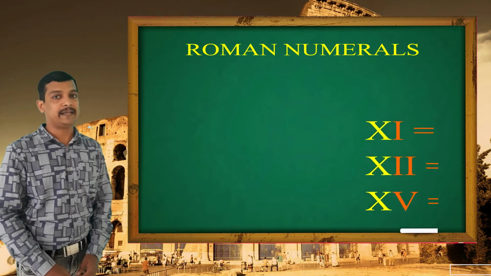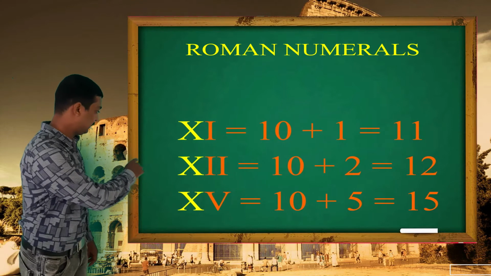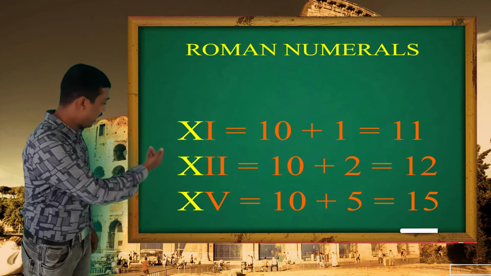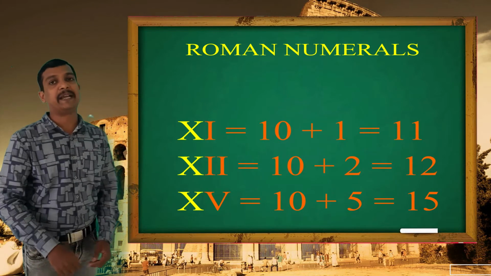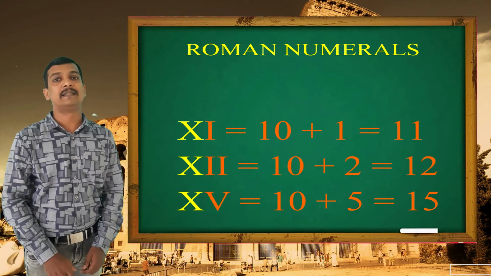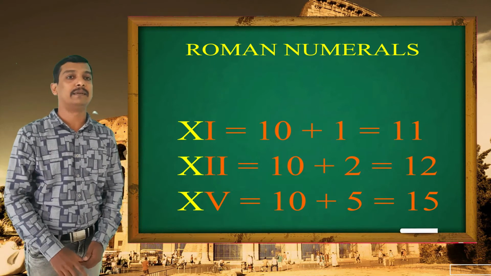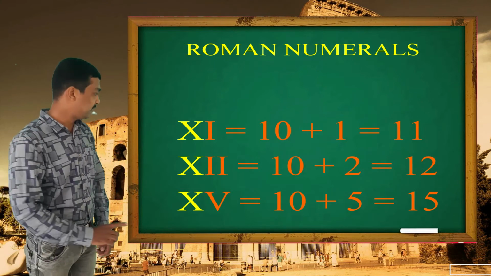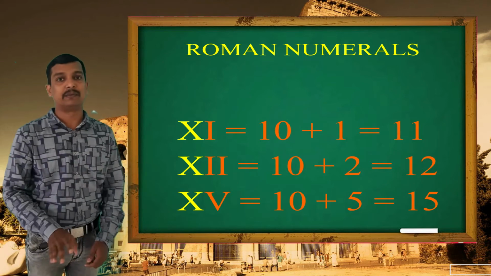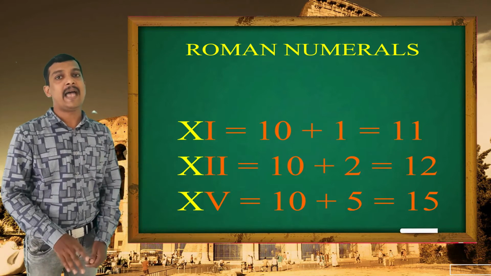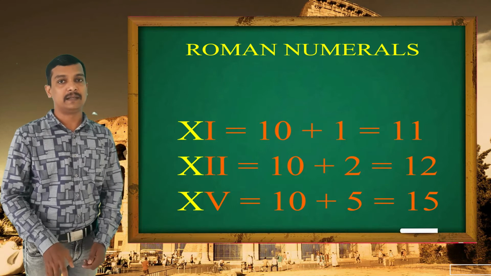It's also for X. If we write X, then we write I to its right, then it becomes XI, which means 10 plus 1 is equal to 11. In the same way, XII is equal to 12 and XXX is equal to 30.